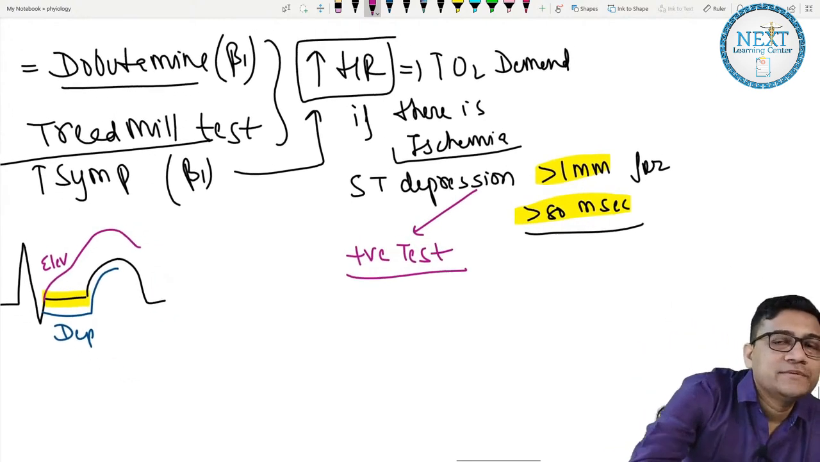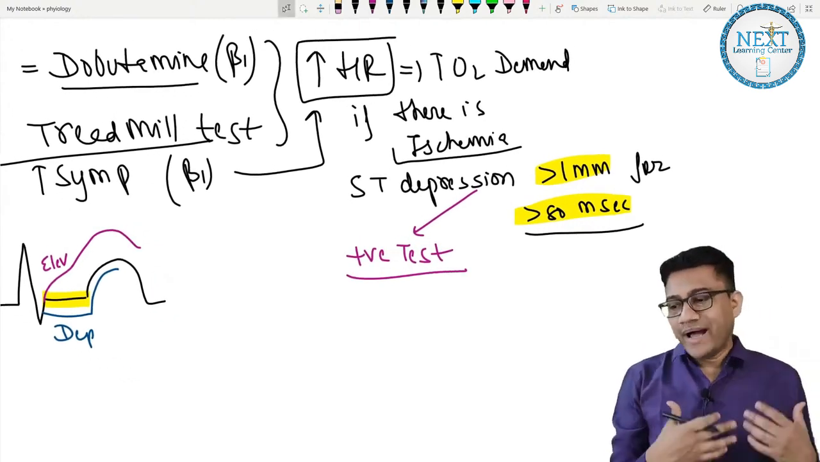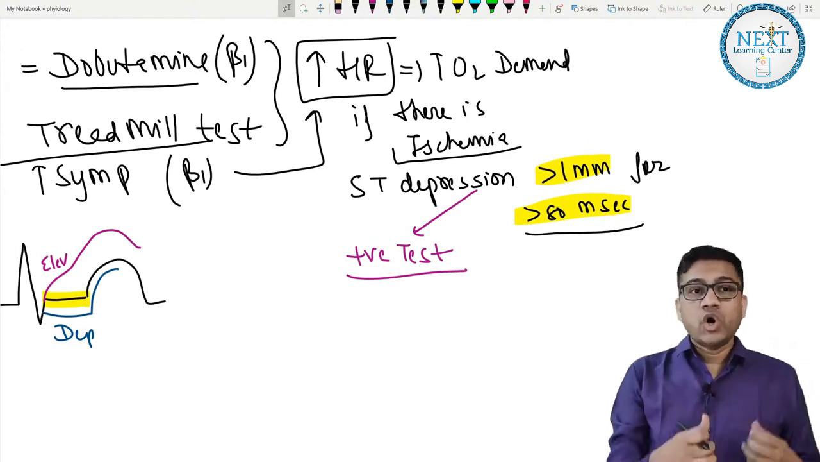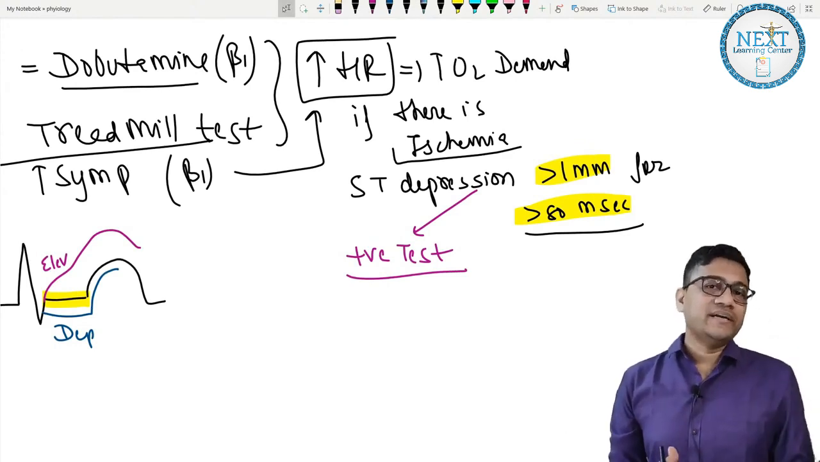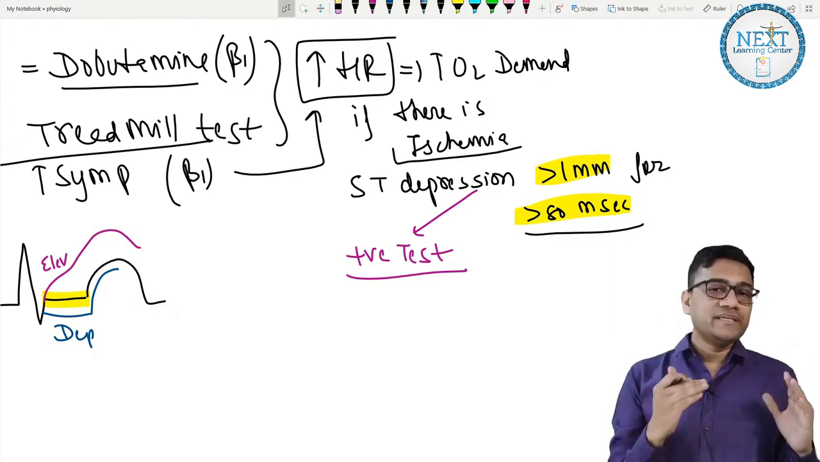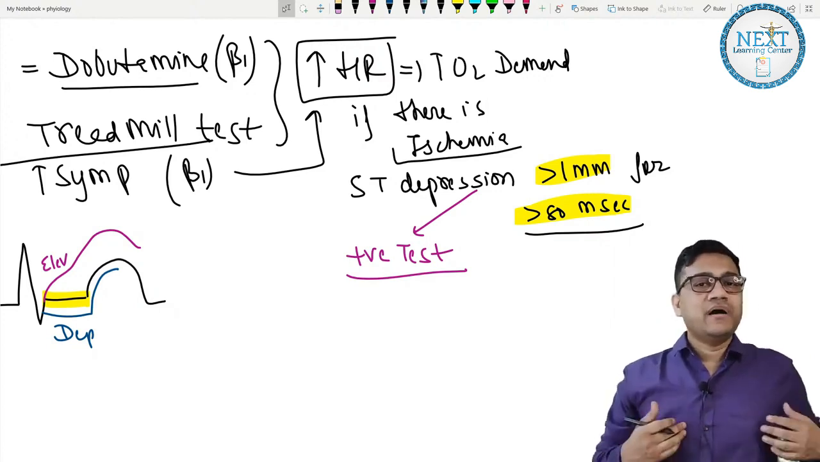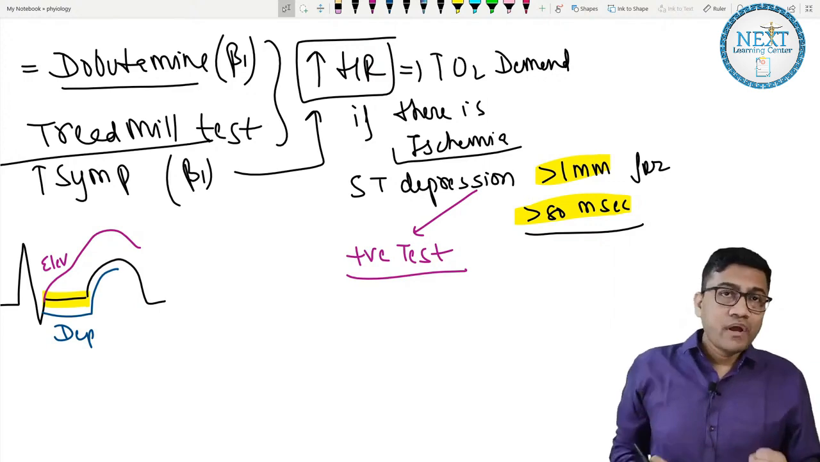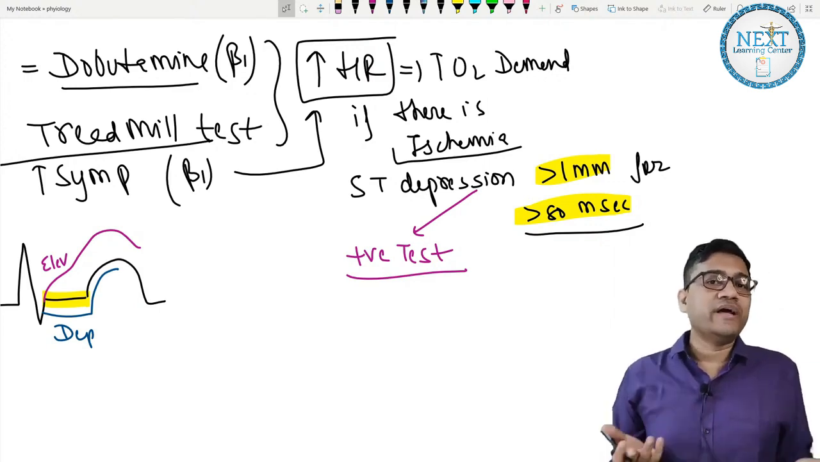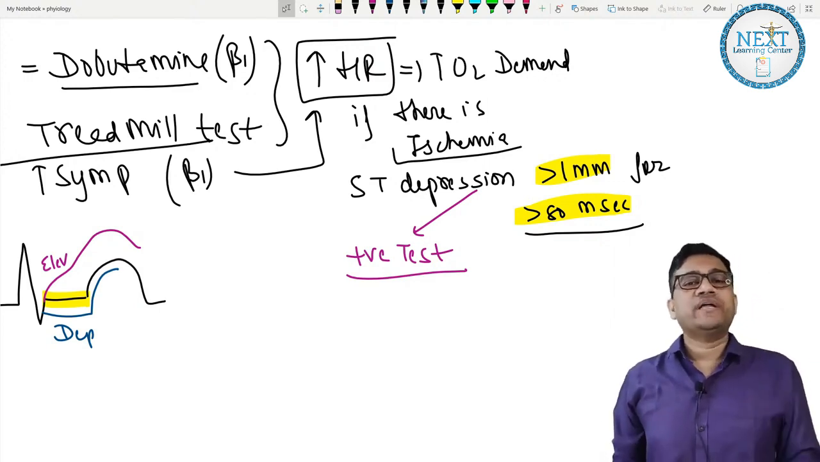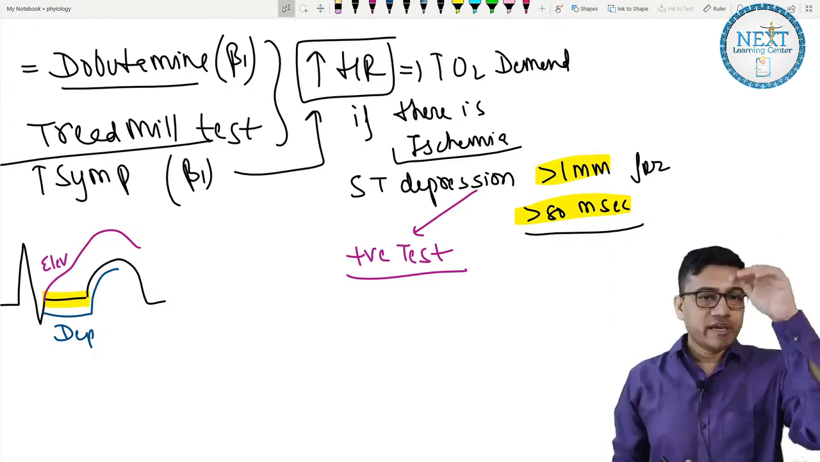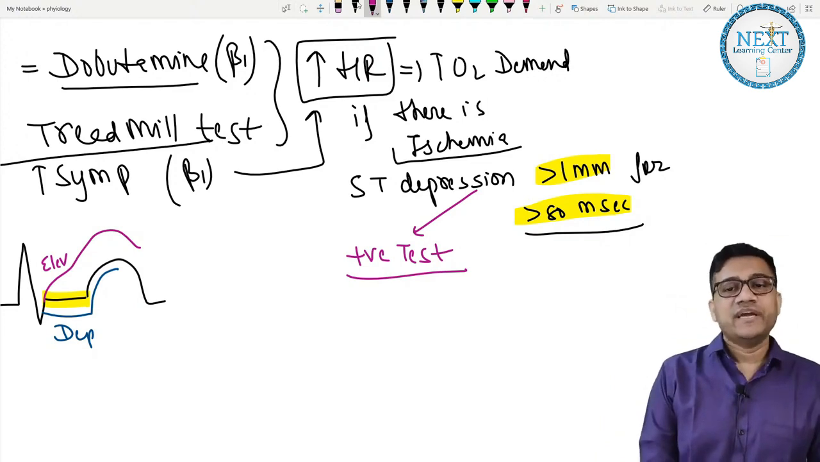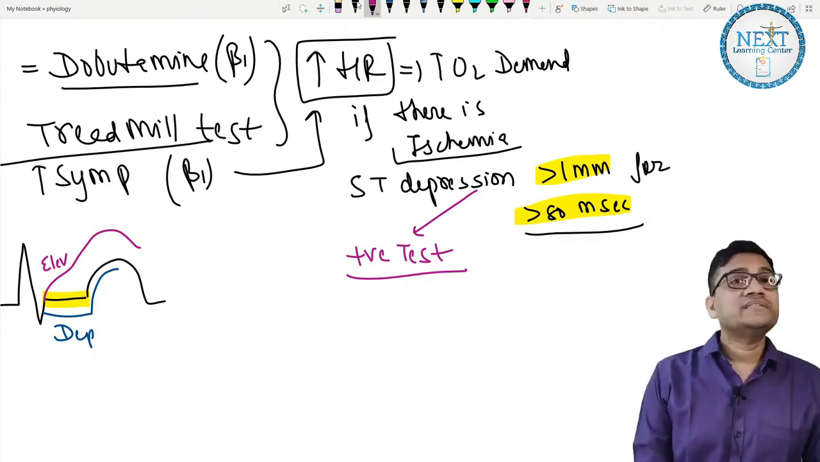So what is the principle? Ask the person to do exercise. If he is exercising on the treadmill, the heart rate will increase, and as the heart rate increases, there is ischemia. Like, let's say I am running, my heart is normal, with normal supply, so I will not have ischemia and I will not have ST depression. So if there is no ST depression, he is normal. If depression, it is a positive test indicating that CAD is present.